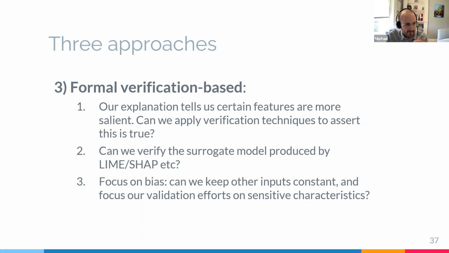So that's that. There's verifying the surrogate model as well. Does that mirror the parent model within some kind of definition of locality or neighborhoods? And the third is really an extension of the first point, but it's to focus specifically on bias. If we keep our instance constant and focus our validation efforts on sensitive characteristics specifically, does that tell us anything useful? And of course, we need to be a bit careful there, because there might be spurious correlations. We just need to take that with a pinch of salt.